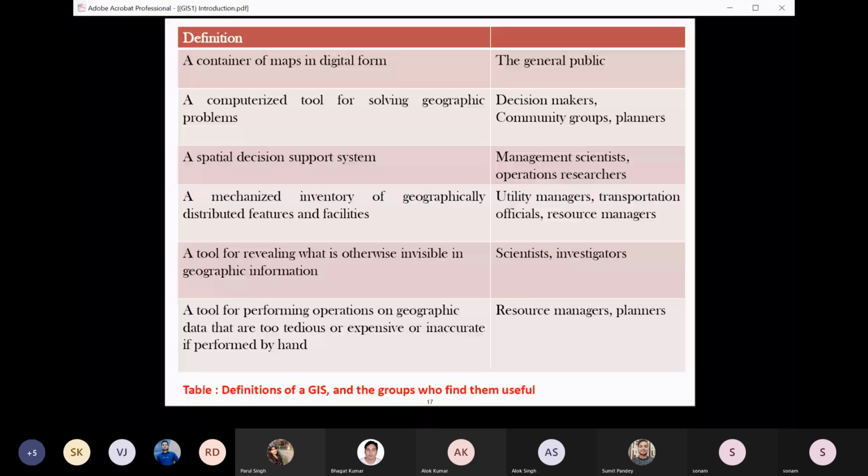Now, if you simply see the land surface temperature, okay, that is a temperature, that's it. But if you want to say that there is some urban heat island at that particular place, how can you say that thing? So here again, GIS can be used to tell you what is otherwise invisible.